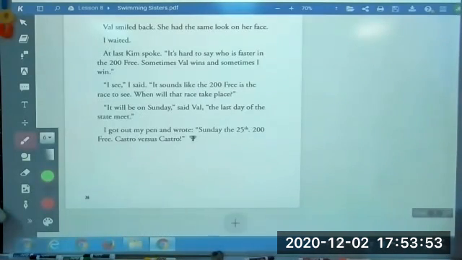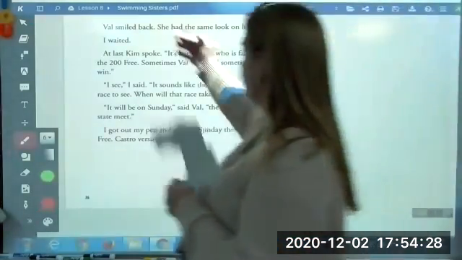Val smiled back. She had the same look on her face. I waited. It's hard to say who is fast in the 200 free. Sometimes Val wins and sometimes I win. I see, I said. It sounds like the 200 free is the race to see. When will that race take place? It will be on Sunday, said Val, the last day of the state. I got out my pen and wrote, Sunday the 25th, 200 free, Castro versus Castro.